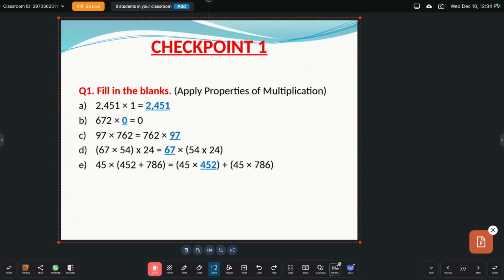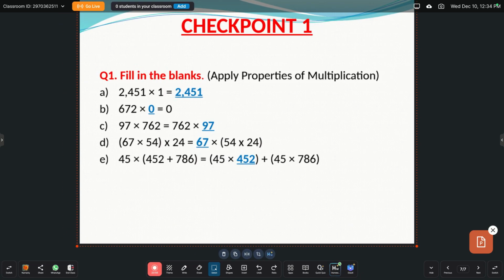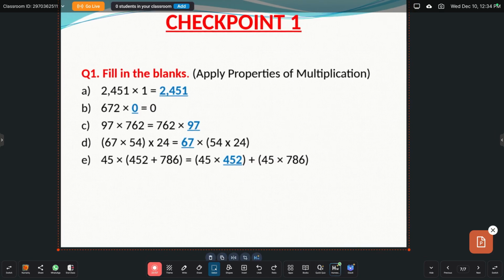See beta, here in this checkpoint, our first question is fill in the blanks. In this question, you are not supposed to find the product. Here you have to apply the properties of multiplication in this checkpoint, in this question. So we will directly move to our question, this part number A.